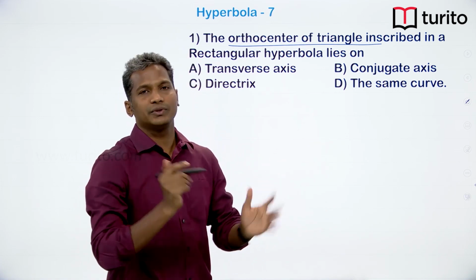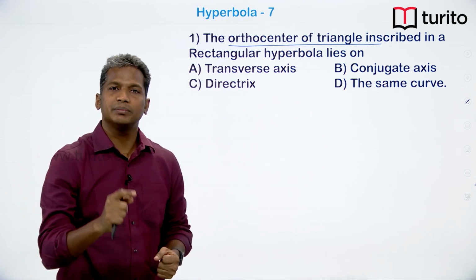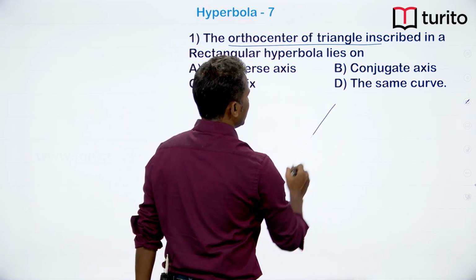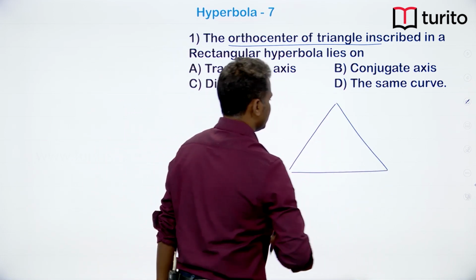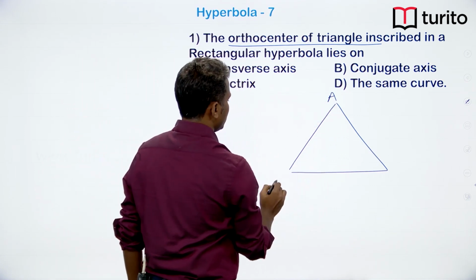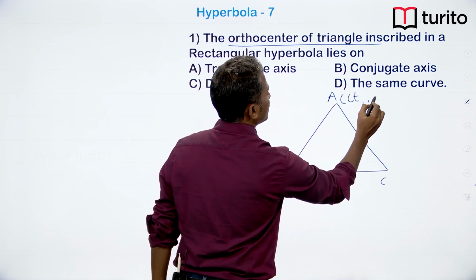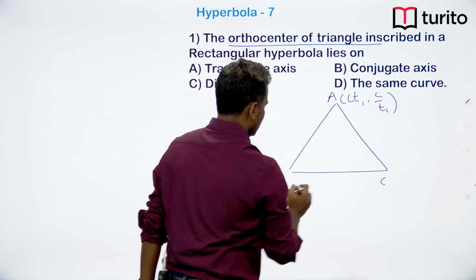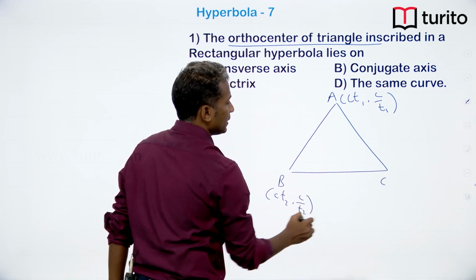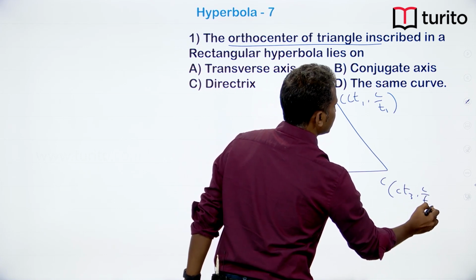So how do we prove this? To prove this, I will take 3 points in parametric form. I will show you how to do that. Suppose let us say I have taken one triangle here. Okay. So this is one schematic diagram. This is A, this is B, this is C, and I will take A as (ct1, c/t1), B as (ct2, c/t2), and C as (ct3, c/t3).